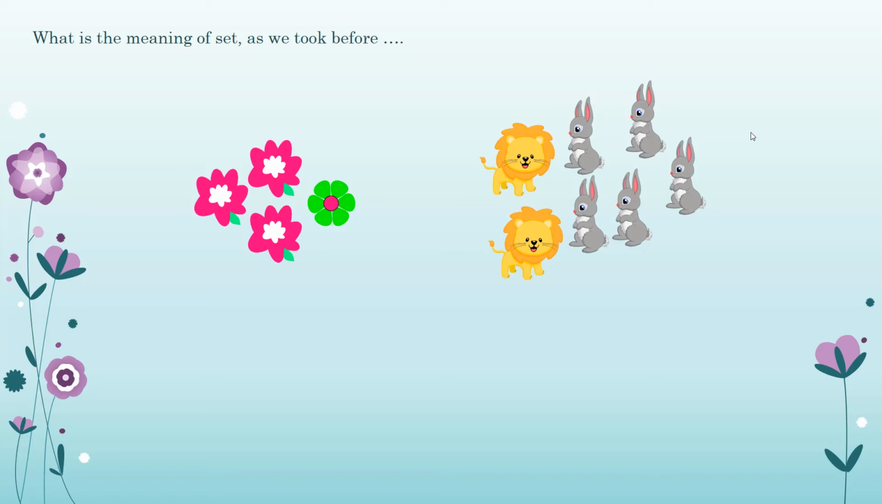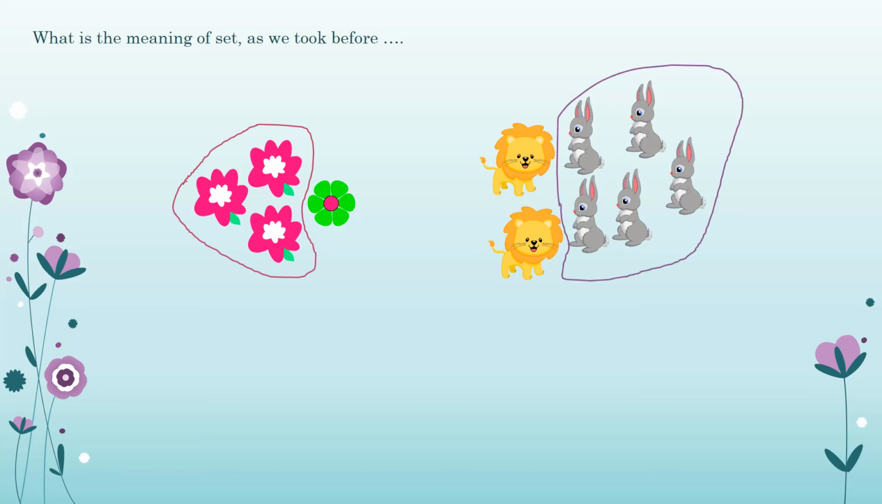Let's take more example about the fraction, but first let's remember the meaning of the set. Meaning of set means a set of objects have same properties. Let's say I wanted to make a set of the red flower, so I will make a circle to the red flowers. What about if I wanted to make a set of the rabbit? I will make a circle to the rabbit. And this means set.